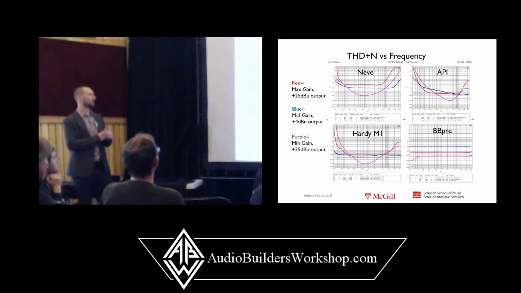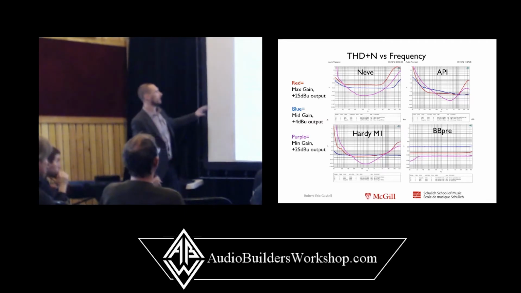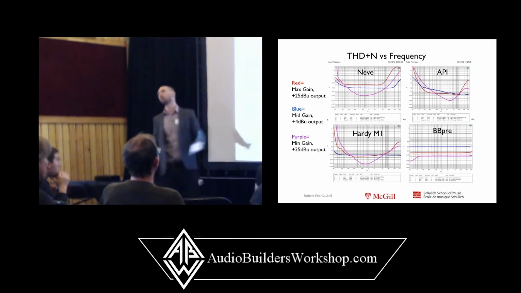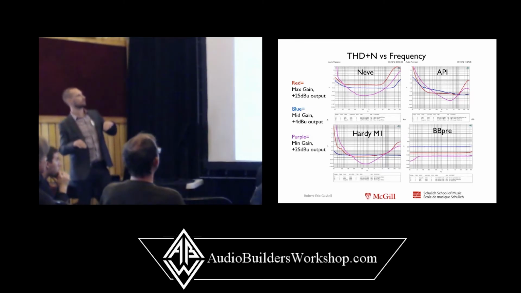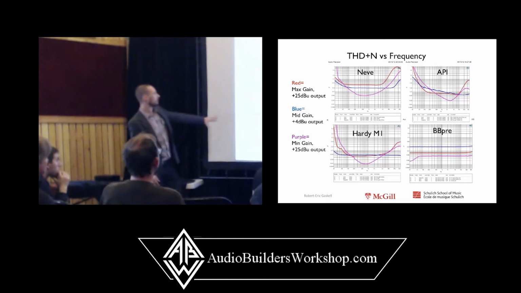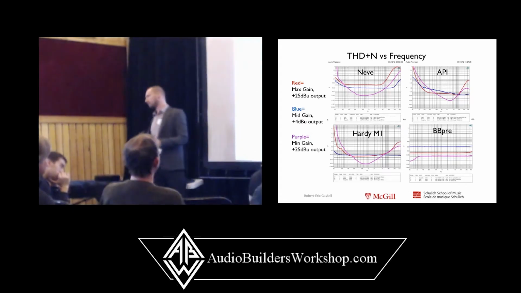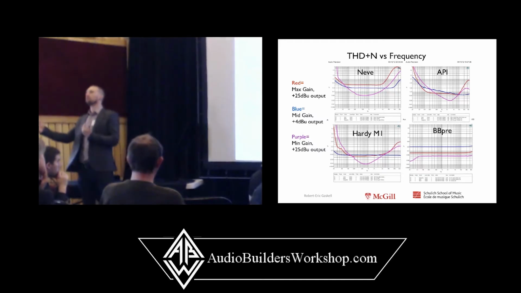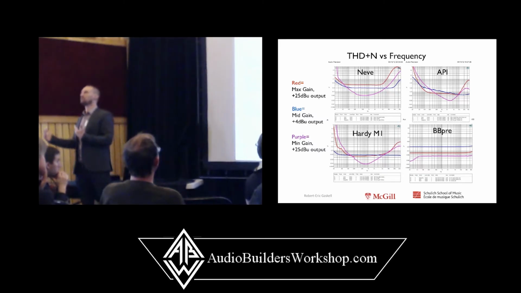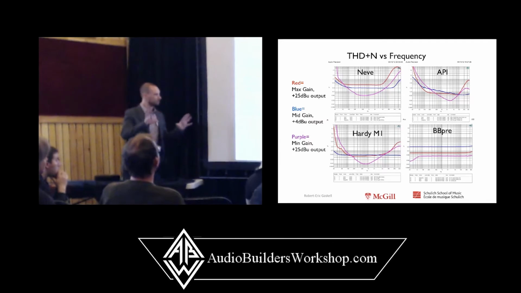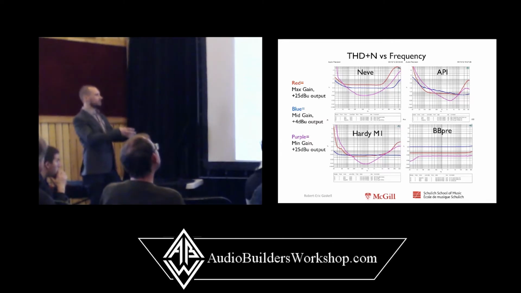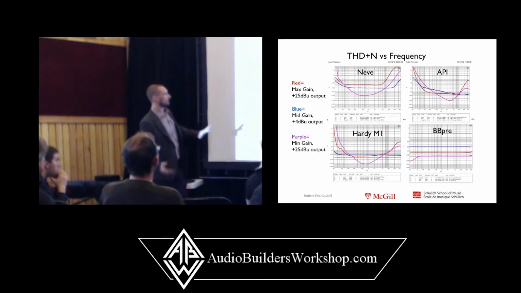In the red, I have the maximum gain, and that means I'm sending in a low-level signal to get a high-level output, plus 25 dBu output. So the contribution that you see in red is mostly from the output transformer. You see the distortion from the op-amp and distortion from the output transformer. But in the purple, I use the minimum gain and the same output level. That means I'm driving the input harder, and you're going to see more of the contribution of the input transformer, but obviously you're still also going to see the output transformer.